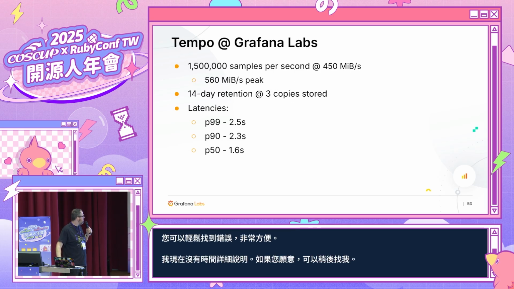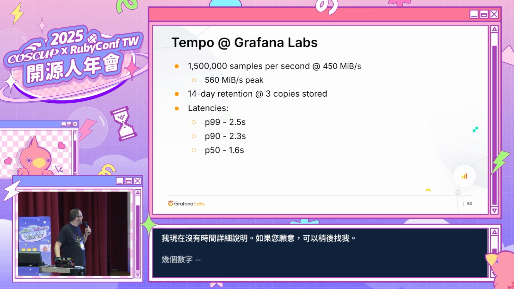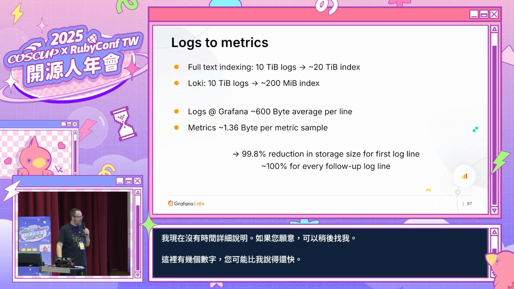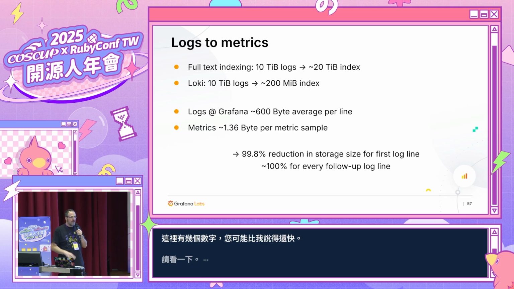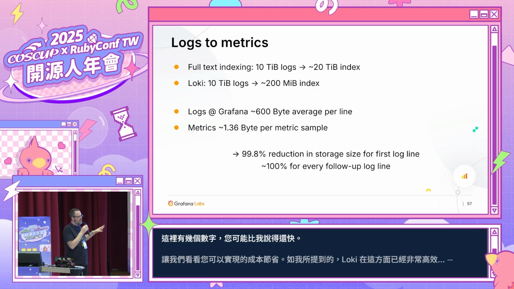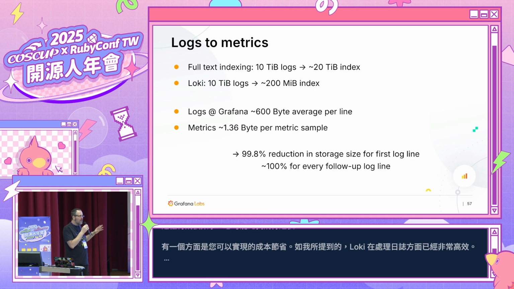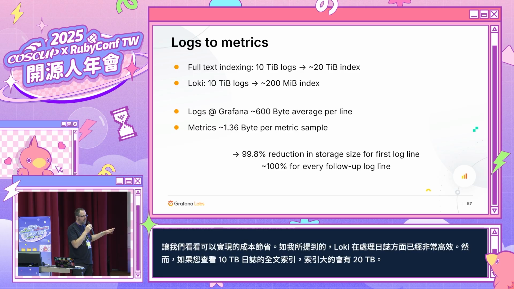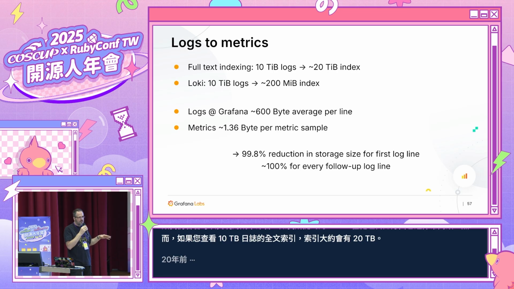A few numbers. You probably read them faster than I read them out. So, one look at the cost savings you can achieve. As I mentioned, Loki is already super efficient when it comes to logs. But if you look at full text indexing for 10 terabytes of logs, you have roughly 20 terabytes of index. 20 years ago, you would have had roughly 21 terabytes of index, so a very good improvement over the last 2 decades, yet it still doubles your index.